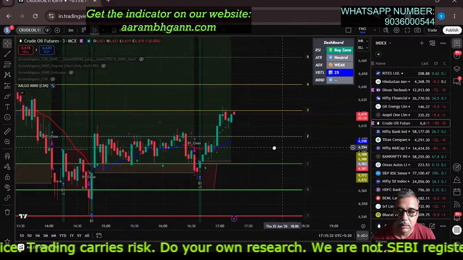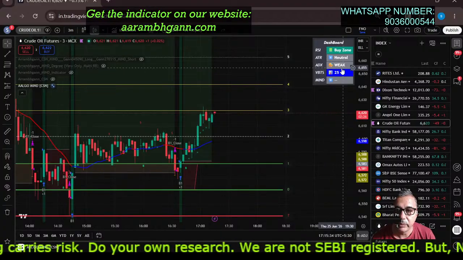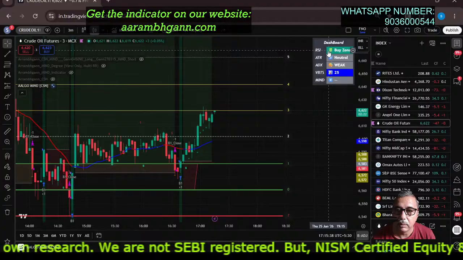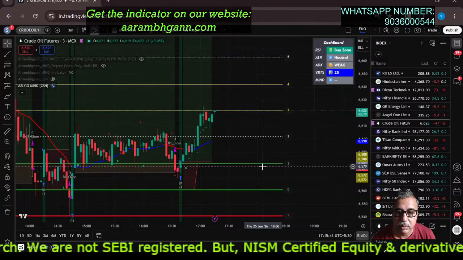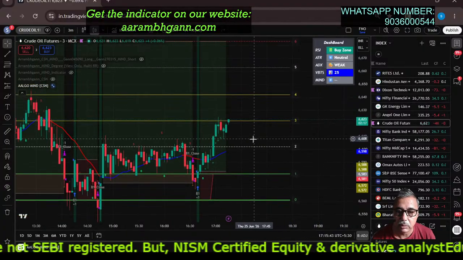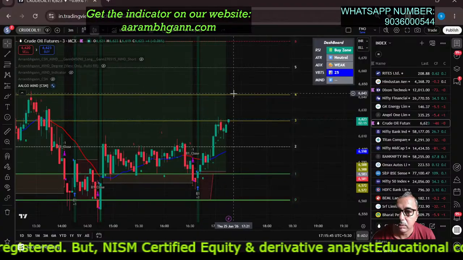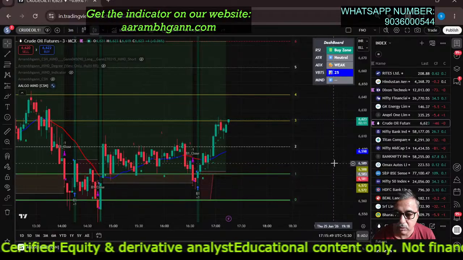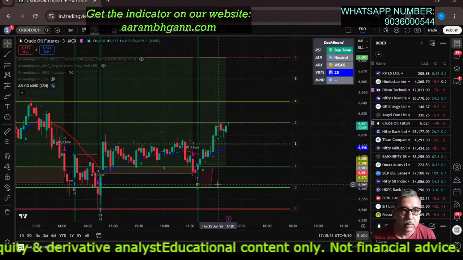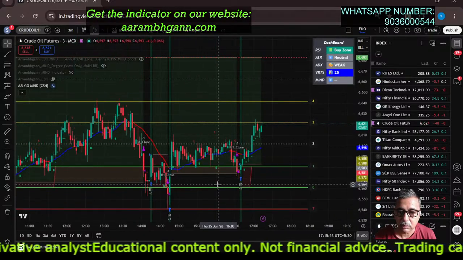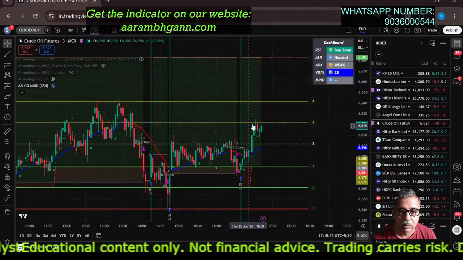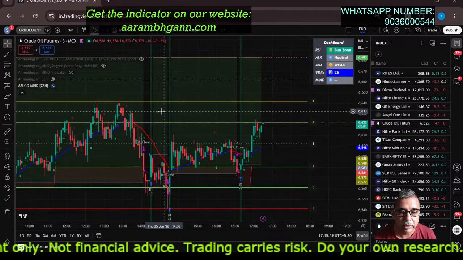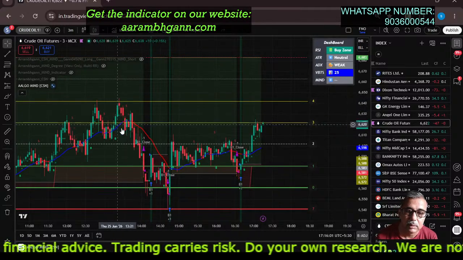Now if you see, ADX is weak, ATR is neutral, and RSI is in the buy zone. So it may go up to 6643, and today it has reached around 6550 in crude oil. Maximum it might go up to here and it might reverse from here because this is the previous higher high.